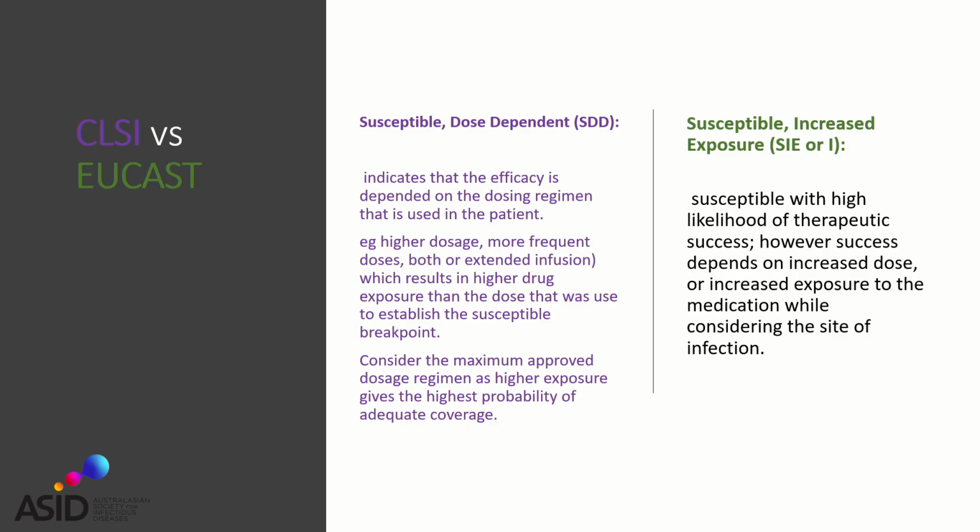And so here you can see the difference between susceptible dose dependent and susceptible increased exposure. And depending on your laboratory information system, so your computer program that's doing this, is whether you can actually release SIE, whether you can release I. It may not be able to actually fit the letters in. So all of this comes with complications, but it tries to explain that through the chapter.